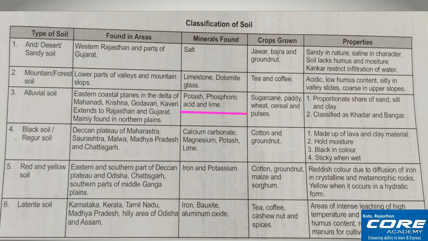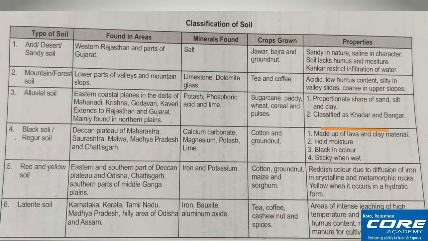What are the crops grown in this particular area? Crops grown are sugarcane, paddy, wheat, cereals and pulses. This type of crops are grown in this area. What are the properties of alluvial soil? The first one is the proportionate share of sand, silt and clay. Okay, this is present here. And it is also classified as khadar and bangar.